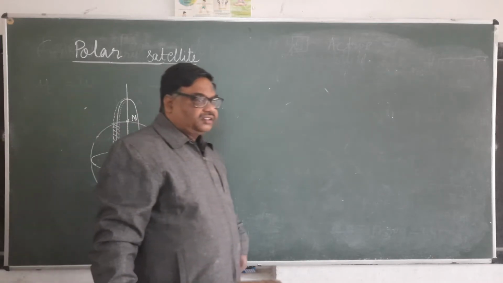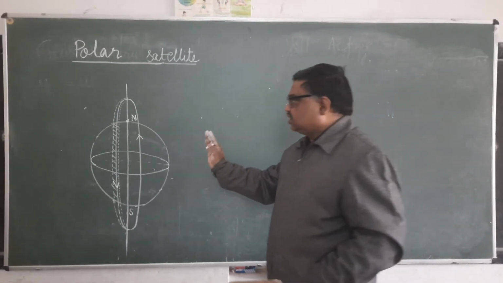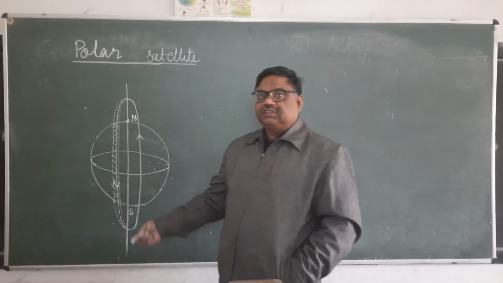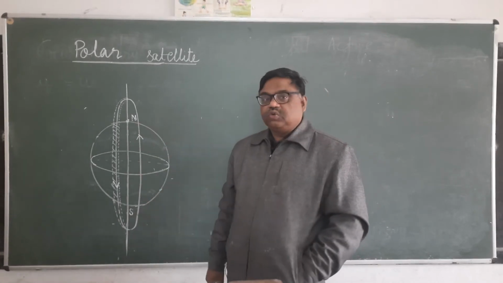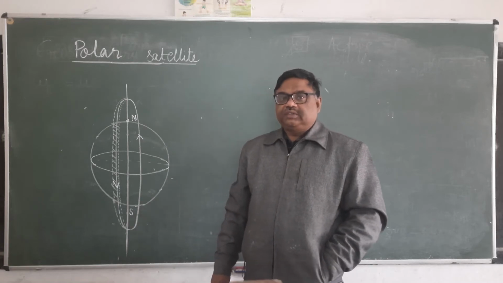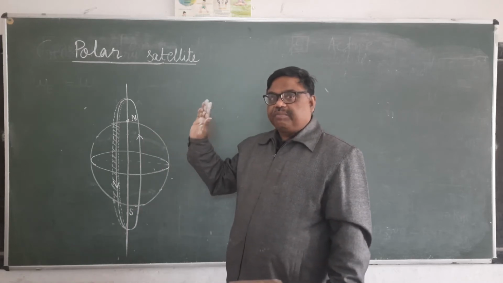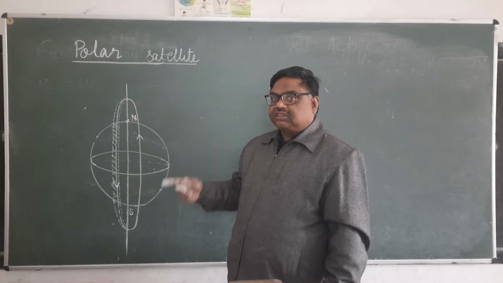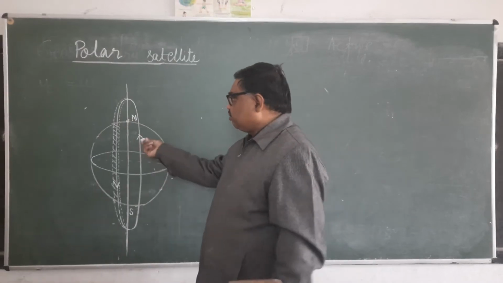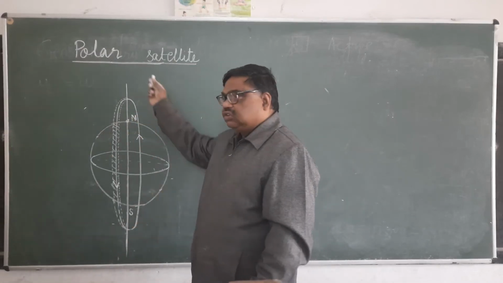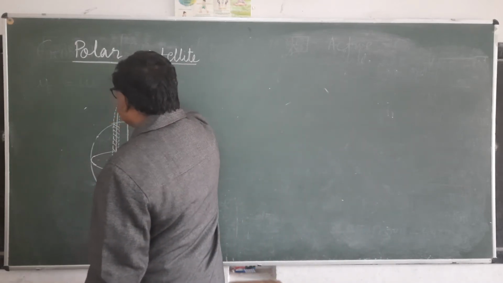So polar satellites, their orbit is consisting the axis of the earth, means they are orbiting around the earth and passing through the poles, north pole and south pole, passing over the north pole as well as south pole, means their orbit is polar orbit, means the orbit is in such a way that it crosses north pole as well as the south pole, and they are orbiting around the earth from north to south. It's clear? While the earth is rotating about its axis from west to east.